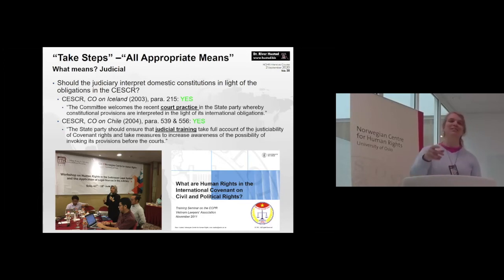So these are just some examples of training seminars for the judiciary that have been done here by the center. The one on the left is Indonesia. Yeah, it's in Solo. And the one on the right is one that I did actually in 2011 in Vietnam.